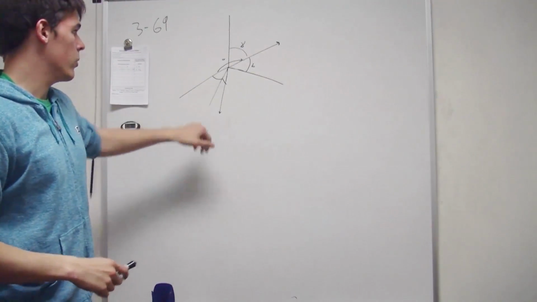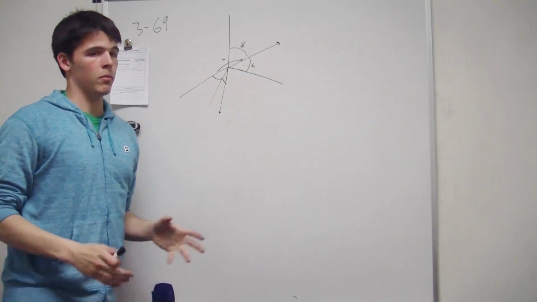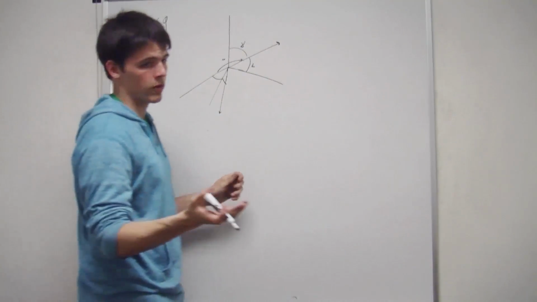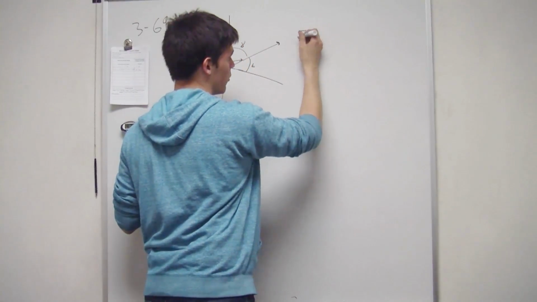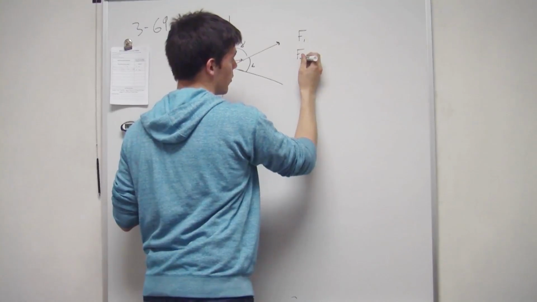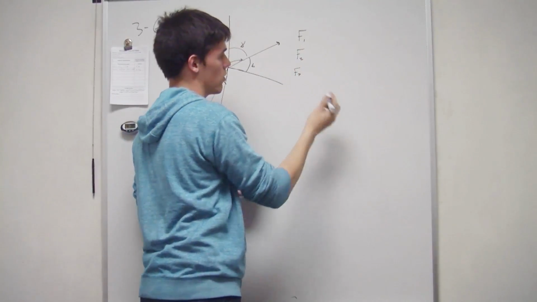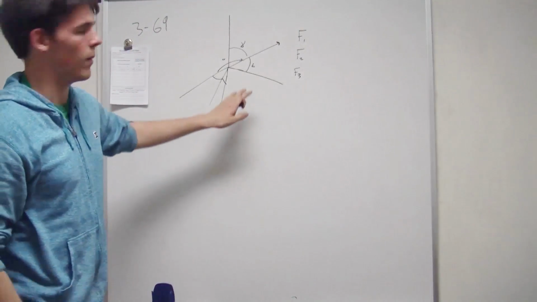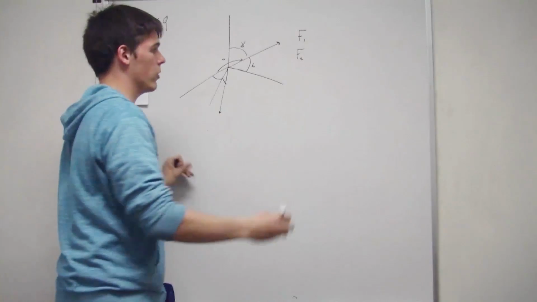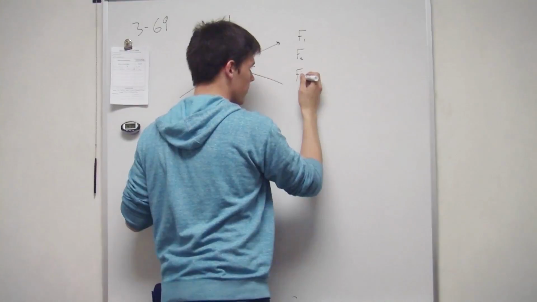So we're going to have to break these up into the x and y components, right? So the first thing that we should do is have a table of some sort that lists out all the forces that we have. Force 1, force 2, force 3, if we have such. And we can have as many forces as are listed in the problem. In this case, we only have force 1, force 2, and the resultant force.